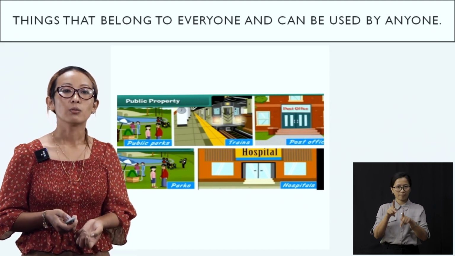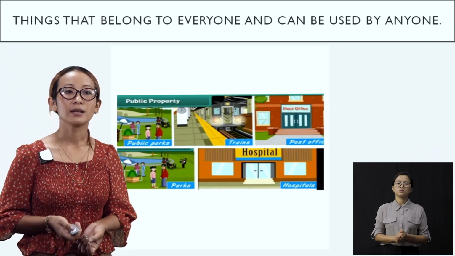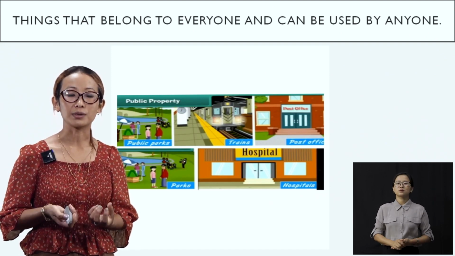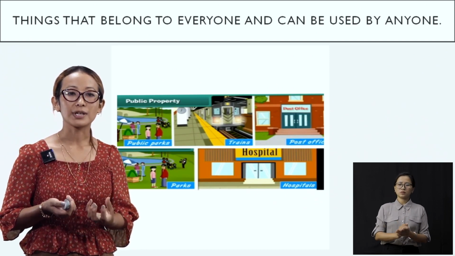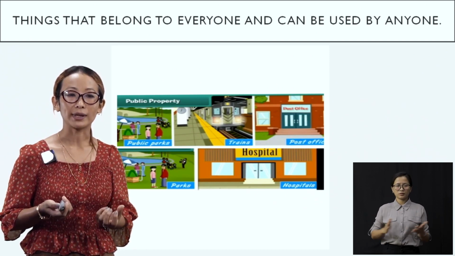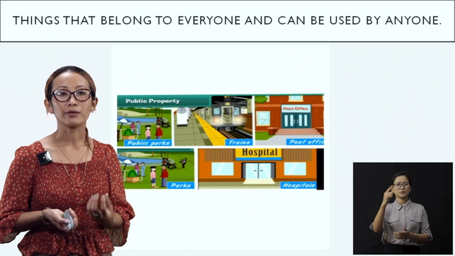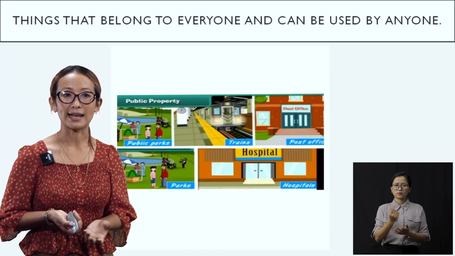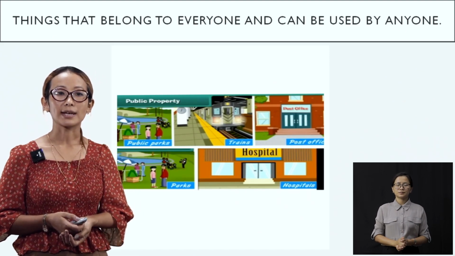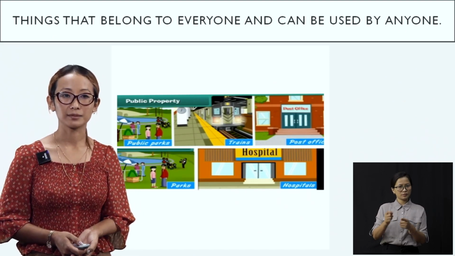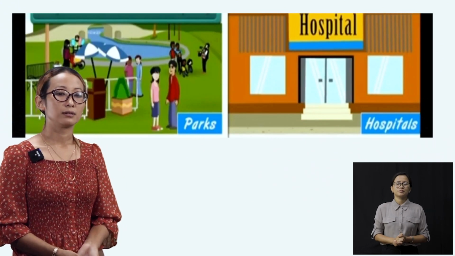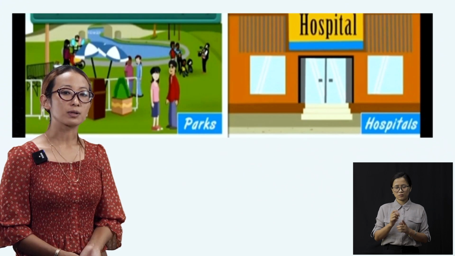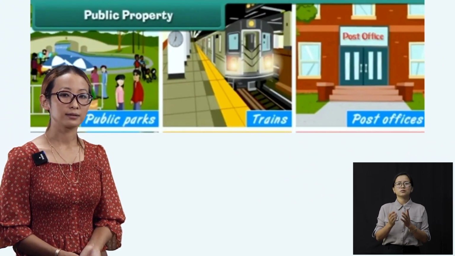Okay, so a public property is something that belongs to everyone, and that can be used by everyone, or everyone has a right to enjoy it, use it, or utilize it. So they are called public property. As I have told you, public property includes a hospital, a park, etc.